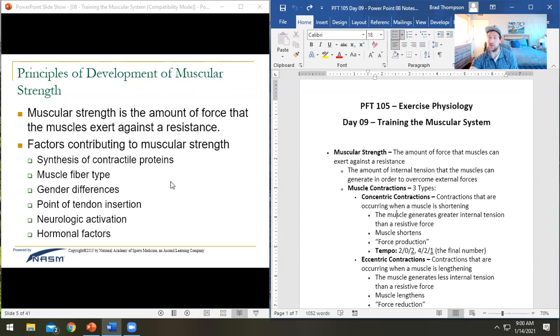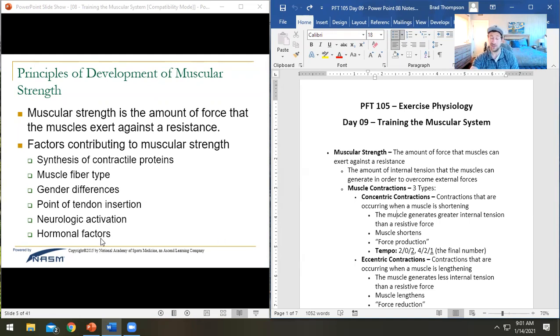So that's going to have a little bit to do with it. Gender differences are going to affect your strength. We see much larger type two characteristics in men than in women. Then neurological activation: if you have a nervous system that is used to lifting very heavy, with motor units recruiting maximally, explosively and quickly, that's going to be a much stronger muscle, with a greater level of strength than a muscle that doesn't have as many motor units. And then certain hormonal factors.